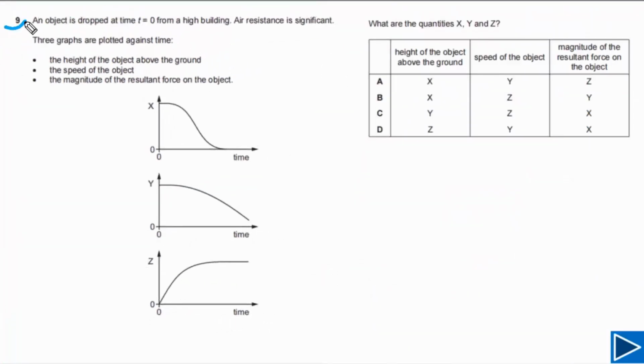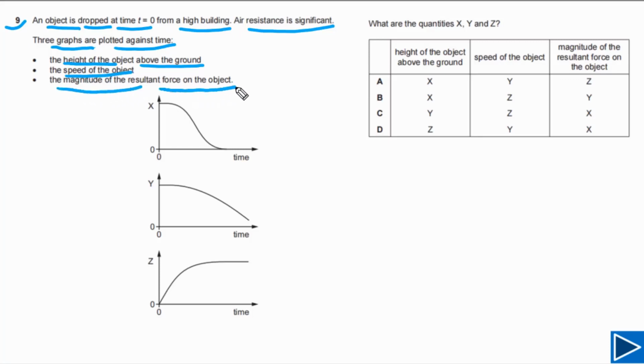For question number 9, it is given to us an object is dropped at time t is equal to 0 from a high building. Air resistance is significant, means we cannot ignore effects of air resistance. Graphs are plotted against time. The first graph is for the height of the object above the ground, and the second graph is for the speed of the object, and also we have plotted a graph for the magnitude of the resultant force on the object.